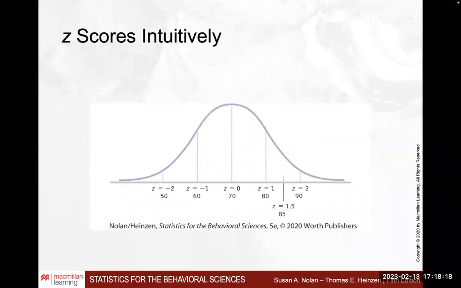So Nolan and Heinzen show here a little bit of a different example. I believe the example is the height of students in a class, and they have a mean of 70 inches. Does that make sense? Sounds a little more realistic. We have a Z of 0 at 70, with a standard deviation of 10. You have a Z of 1 at 80, a Z of -1 at 60, a Z of -2 at 50, and a Z of +2 at 90. A Z of 1.5 would be 85.